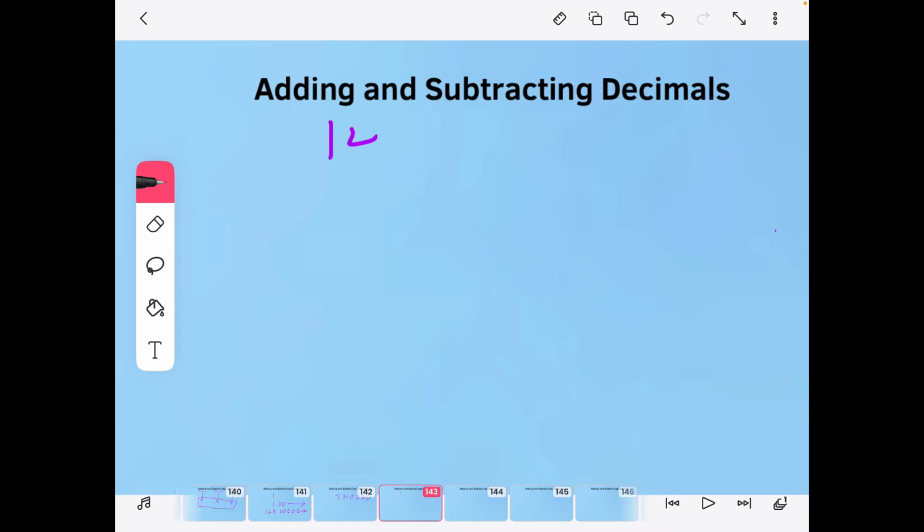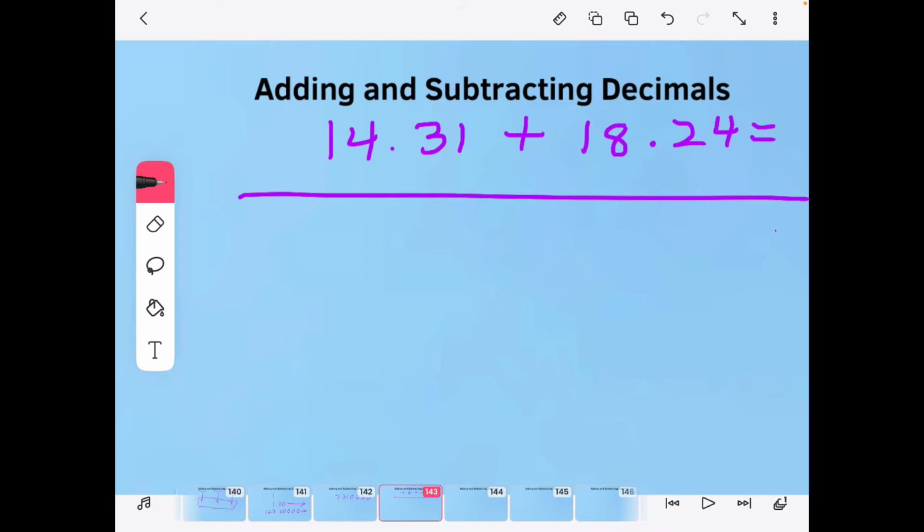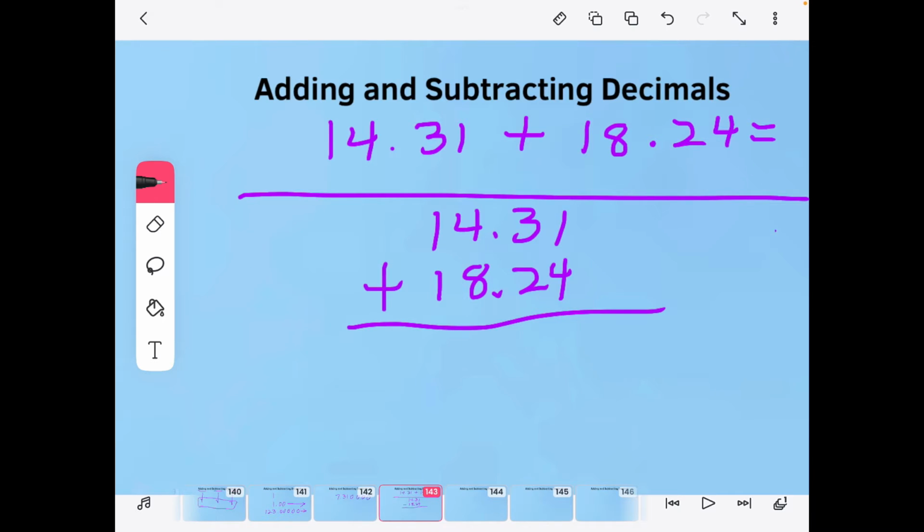Now let's look at an example. We have 14.31 plus 18.24. We want to know what that equals. I can do this in my head. Big deal. I want to line it up. I want to get it right. So if I line it up by putting the decimal points where they go, I have a good chance of getting it correct. It's an addition problem. Now I have these decimal points and they're lined up. There we go.